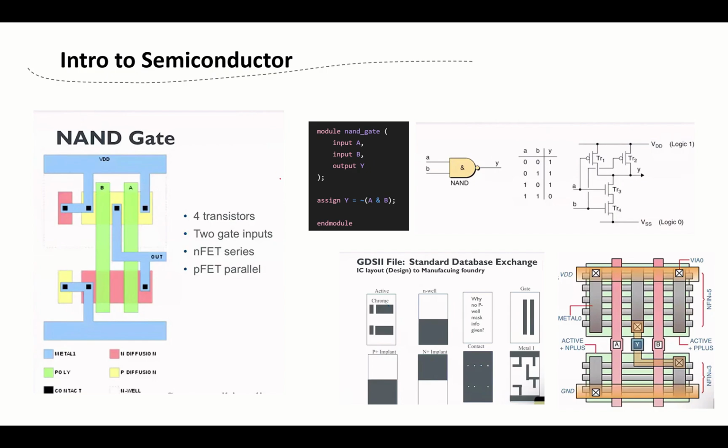So that's going to detail how we go from design to fabrication. Here we have a behavioral language like Verilog. The design house writes Verilog, which has input A, input B, and output Y. Assign Y equals NOT of A AND B. So they want to make a NAND gate. What does a NAND gate mean here?